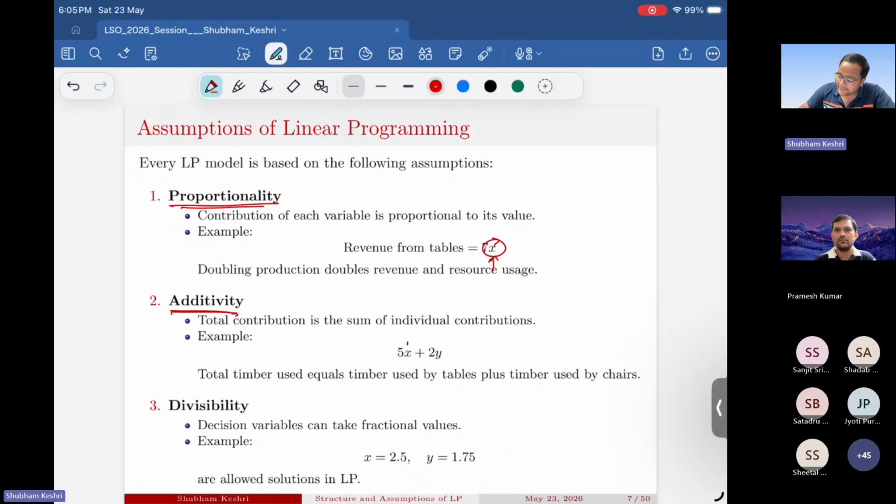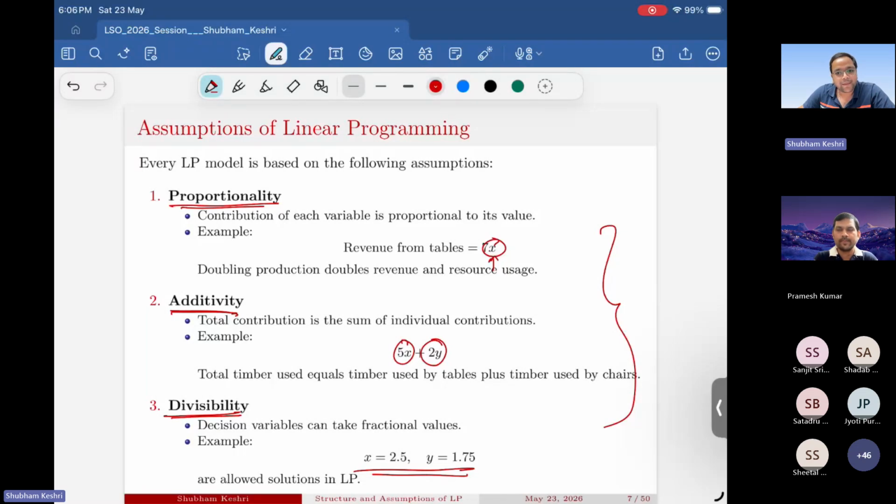Additivity means that the terms in either the objective function or the constraints are connected via plus or minus. Divisibility just says that the decision variables should be continuous. If a mathematical model qualifies these three properties, then we say that it is a linear programming problem. So this was an introduction to what a linear programming formulation is.